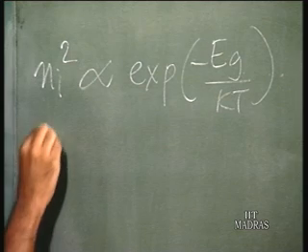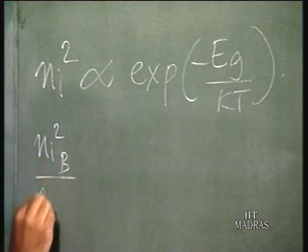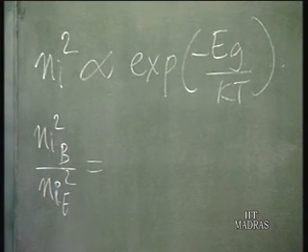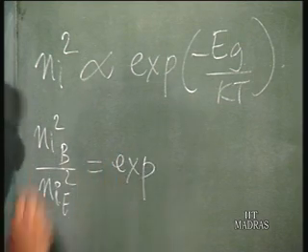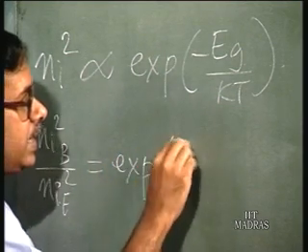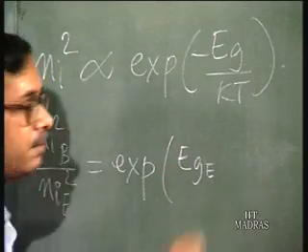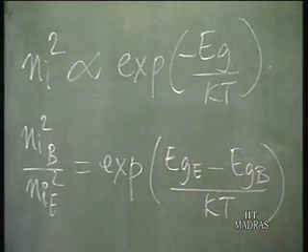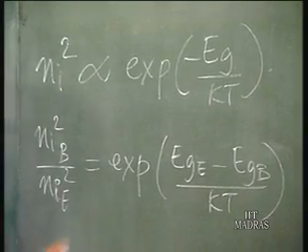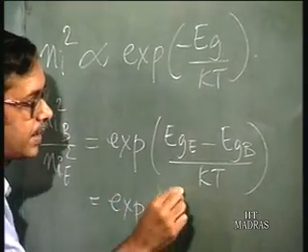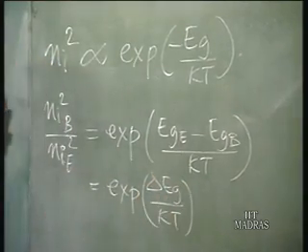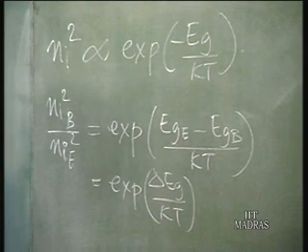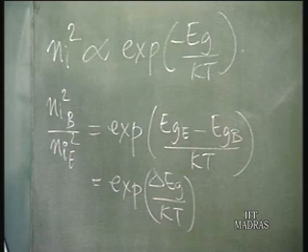So, what you have is Ni B squared by Ni E squared, and this is going to be equal to what? Exponential Eg of the emitter minus Eg of the base by kT. And this is sometimes referred to as delta Eg, that is, delta Eg is the difference of the band gap of the emitter material and the base material, exponential delta Eg by kT.